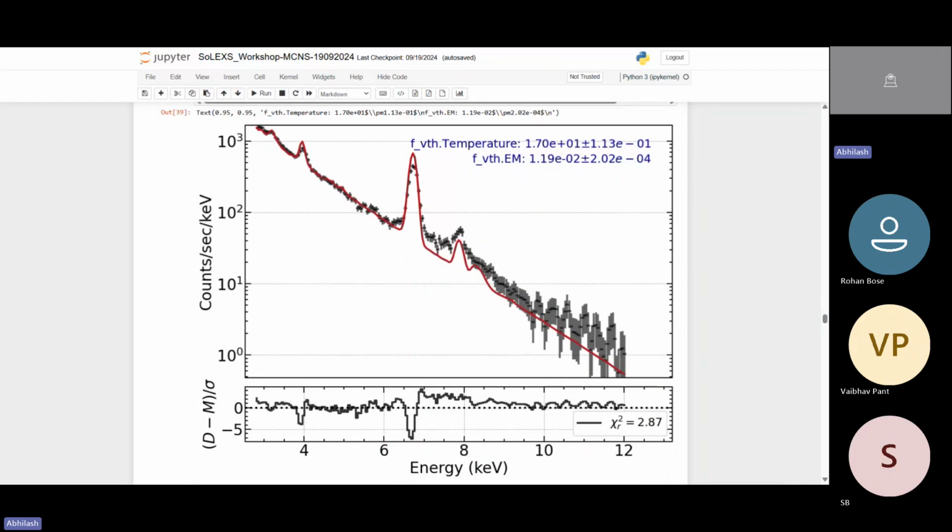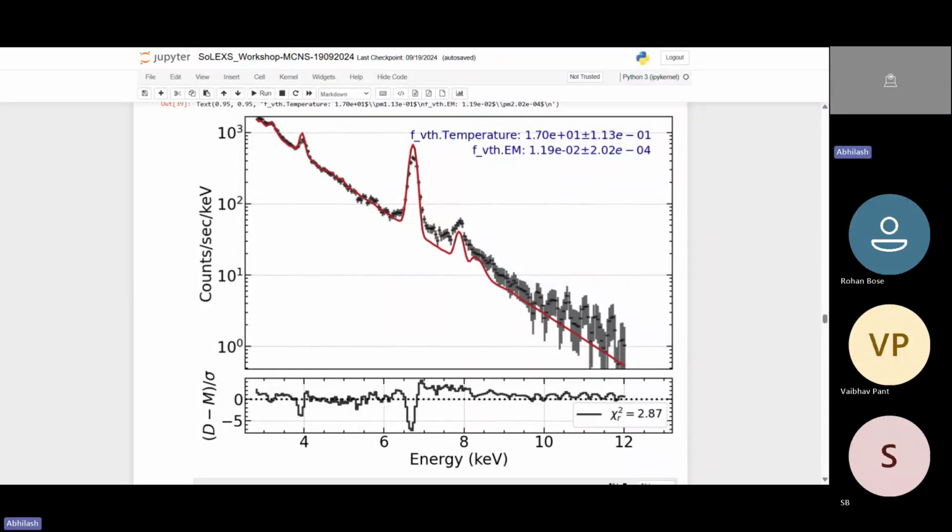So is this a good fit? What is the typical chi-square that you expect if it is a good fit? Around 1, right? So it's slightly higher, and you see there are some residuals here as well. What I've not included here is the abundances. I fixed the abundances. I'm just trying to estimate the temperature of this particular observation, which is not sufficient. I need to vary the abundances as well.